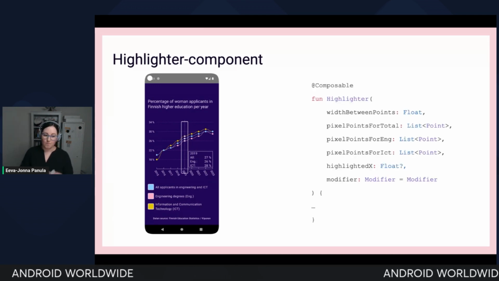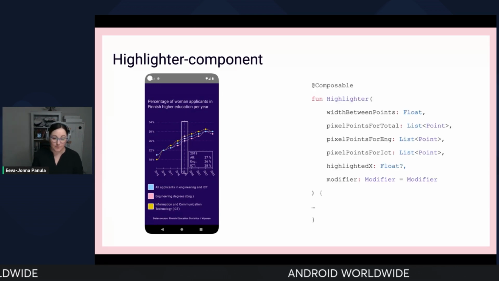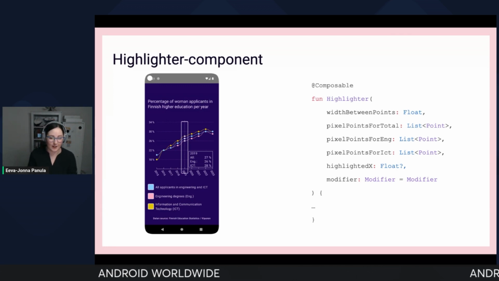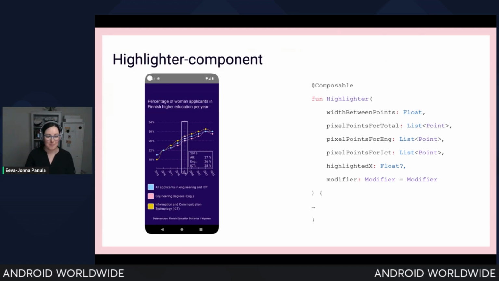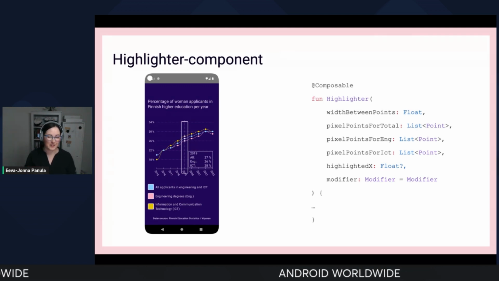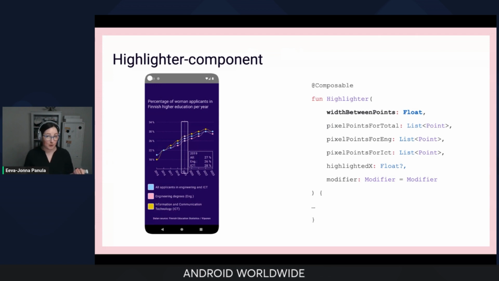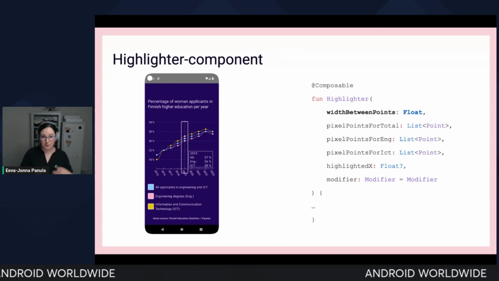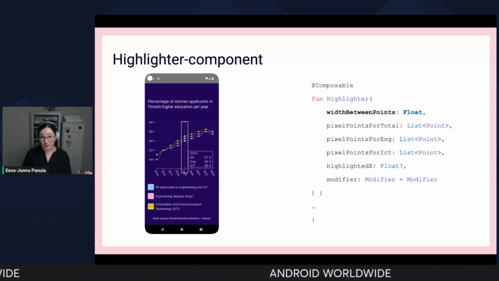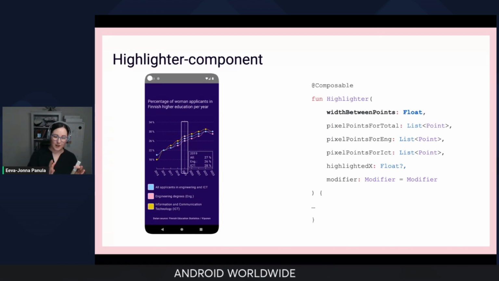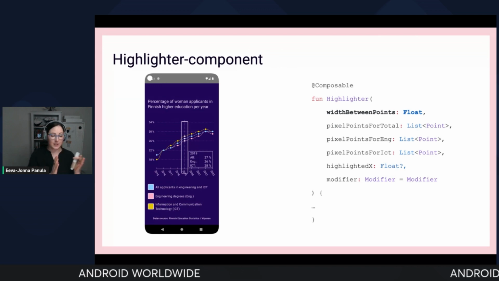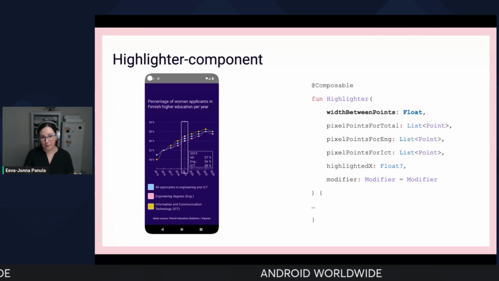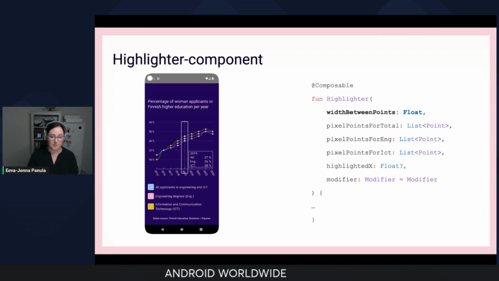And let's start defining it. So we're gonna create that composable and call it highlighter, and we're gonna pass some parameters to it. So first of all, width between points, which is a float. This is just something that we're gonna use for calculations, because the graph is made with canvas, and the width between points or years is defined in pixels. So that's basically the value that we are passing down. We need it for the calculations.